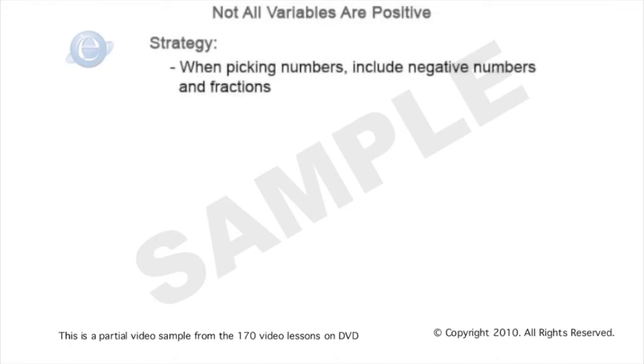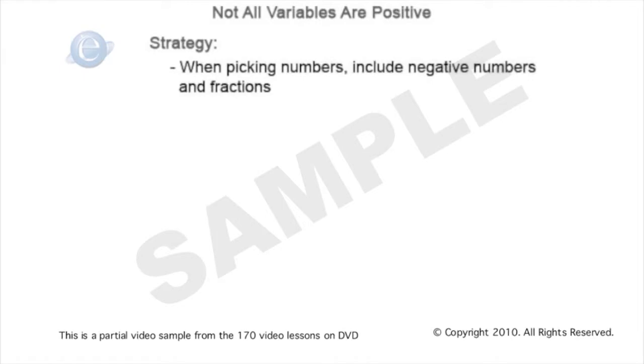Not all variables are positive. We talked about this briefly when we talked about picking numbers, but again, just realize that some problems give you variables which you can actually pick numbers for. The strategy here: make sure when you pick numbers that you try negative numbers and fractions as well as positive numbers before you make assumptions.